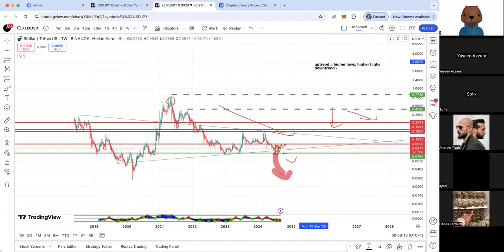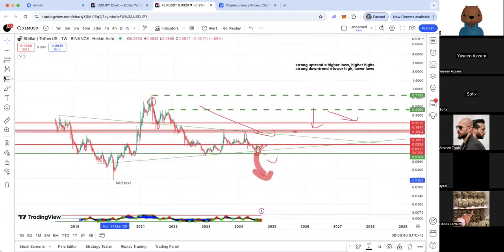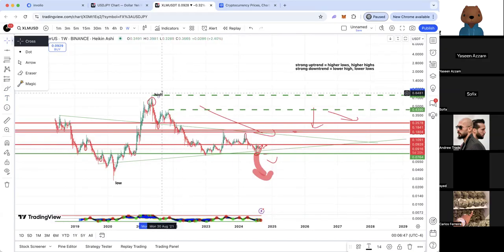A downtrend is a lower high, lower lows. Very, very simple. This is like strong uptrend, strong downtrend. Okay? So in general, an uptrend is higher highs, higher lows. Strong downtrend is lower high, lower lows. What does that mean? That means that, you remember when we talked about highs and lows? This is a low, right? This is a low here. This is a high here, right? Okay, what does that mean?